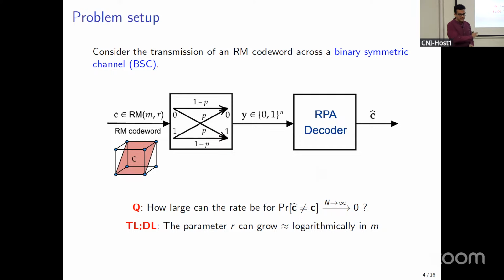So in Gen Z speak, too long, didn't listen, the real takeaway is that via our techniques, we can show that if we want such vanishing error probabilities, we can guarantee, again, vanishing rates, but Reed-Muller orders r that grow roughly logarithmically in m. So I must mention that the rates are still vanishing to 0, but the fact is that we still have performance guarantees for orders r that actually scale with m.